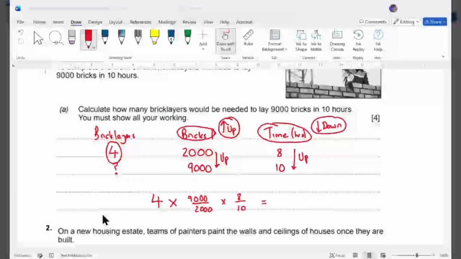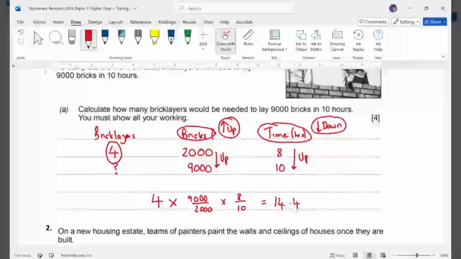4 times 9,000 down 2,000. Click across because we need to get over, because we're going to put a times there now. And the same again, 8 over 10 equals. So we need 14.4 bricklayers. Kind of 0.4 of a bricklayer, yeah?